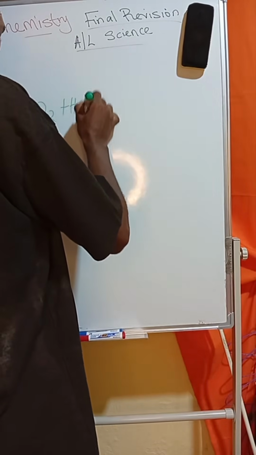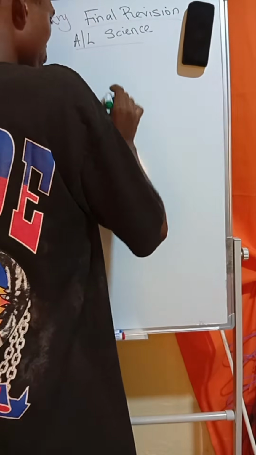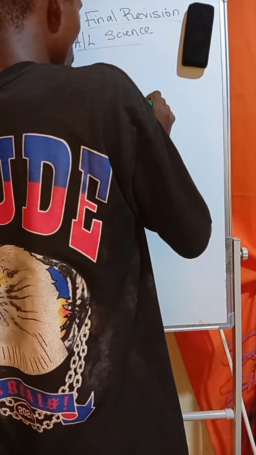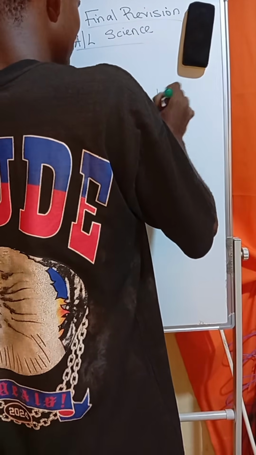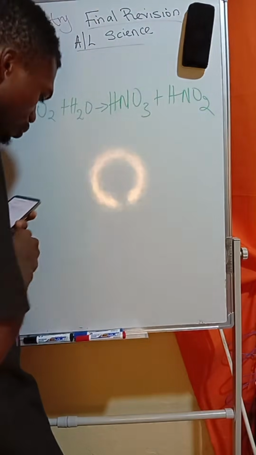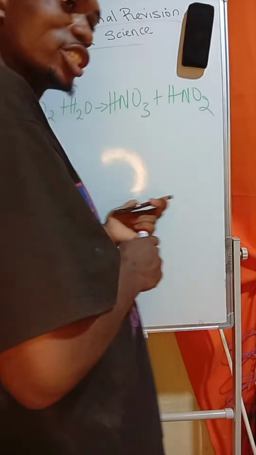Okay, this normally should give you nitric acid, HNO3, yes, that's nitric acid, and then HNO2. Now, how is this a disproportionation reaction?